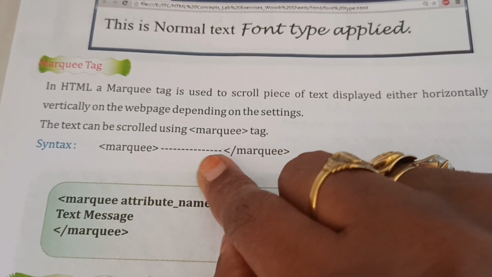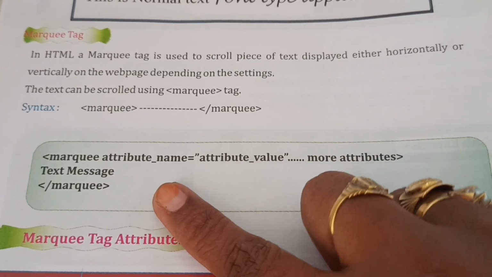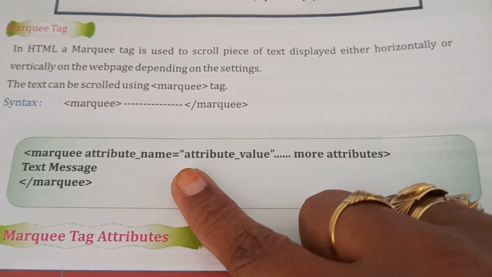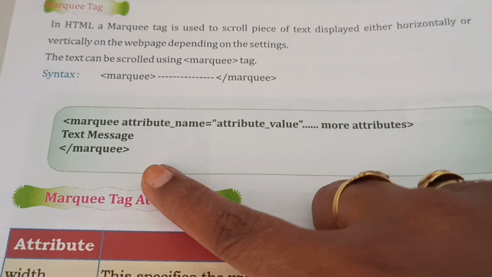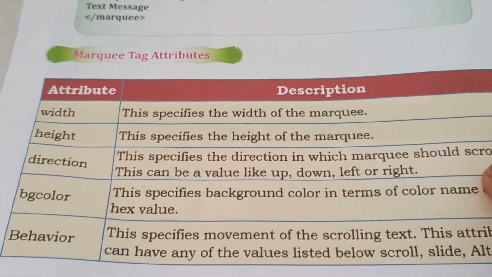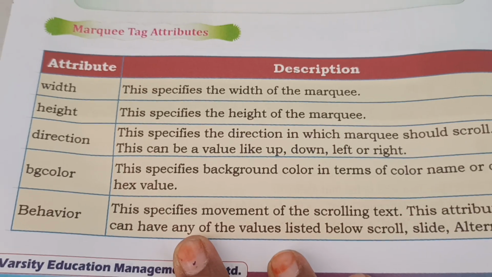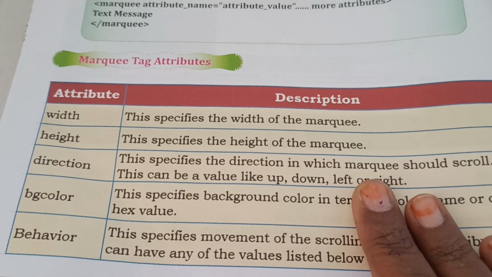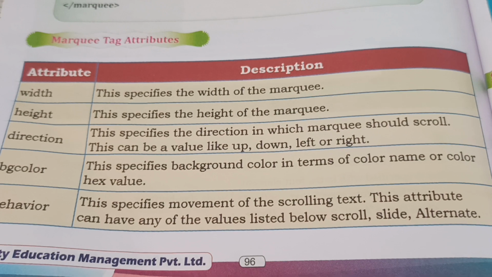Syntax: marquee, opening bracket and closing bracket. The marquee tag has attribute names, attribute values, and the text message, then the closing marquee tag. These are all the attributes: width, height, direction, background color, behavior. These are all the marquee tag attributes with descriptions. Observe and read this, and practice also.